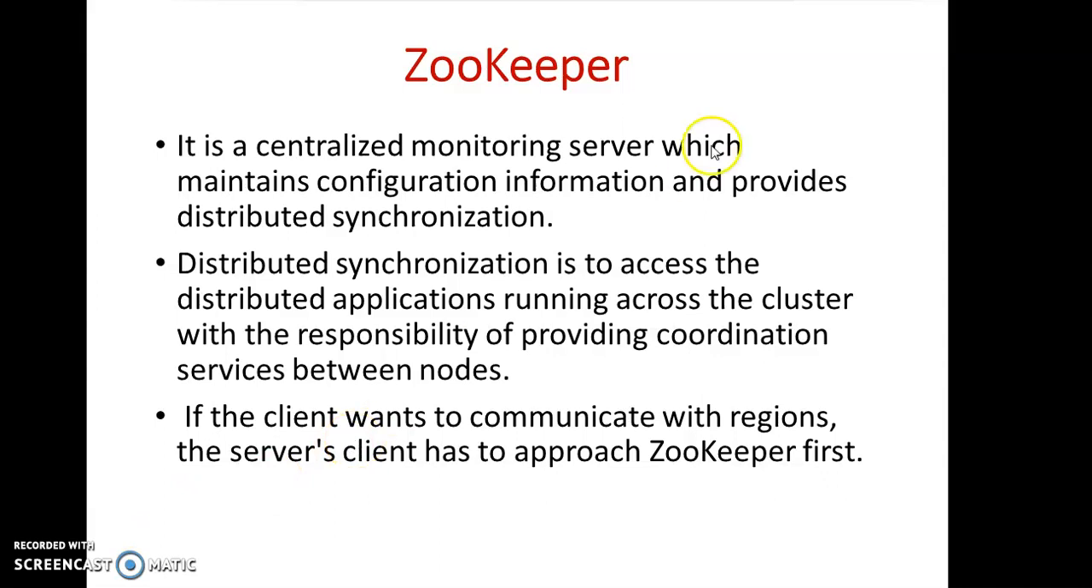The next component is ZooKeeper. In HBase, ZooKeeper is a centralized monitoring server. It is used to maintain configuration information and also provide synchronization for a distributed system. Distributed synchronization is mainly used to access distributed applications running on different clusters, with the responsibility of providing coordination services between the nodes. If any client wants to communicate with regions, the client has to approach ZooKeeper first. Only then will the client get the permissions.